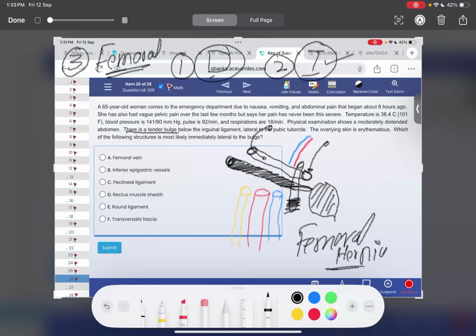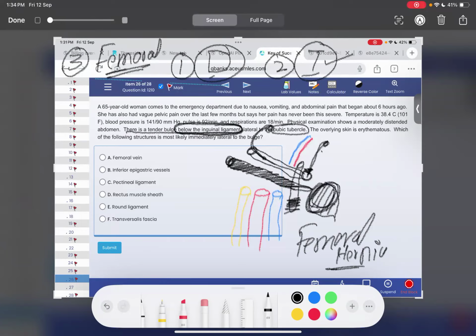If there is a tender bulge below the inguinal ligament, number one point, it is not through the superficial inguinal ring, and it is not through the deep inguinal ring. Have you noticed my words? It is below the inguinal ligament and lateral to the pubic tubercle. Have you got the point? Yes, sir.